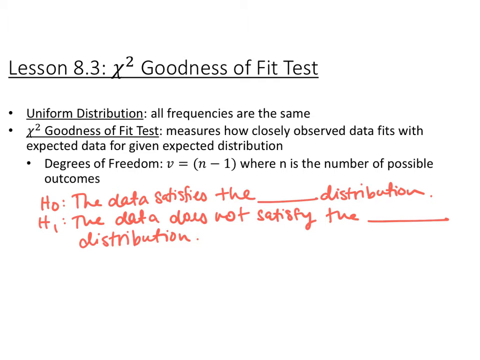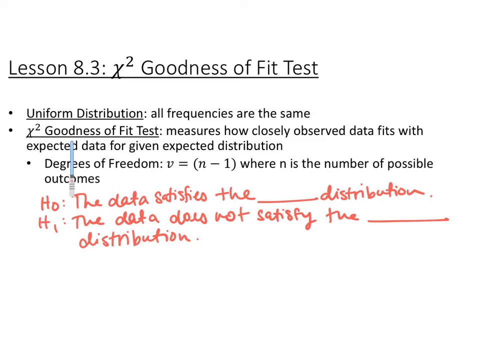So the one I'm going to give you right now is the uniform distribution, which just means that everything's the same. So no matter what outcome you're looking at, you would expect it to be exactly the same as any other outcome in your event.